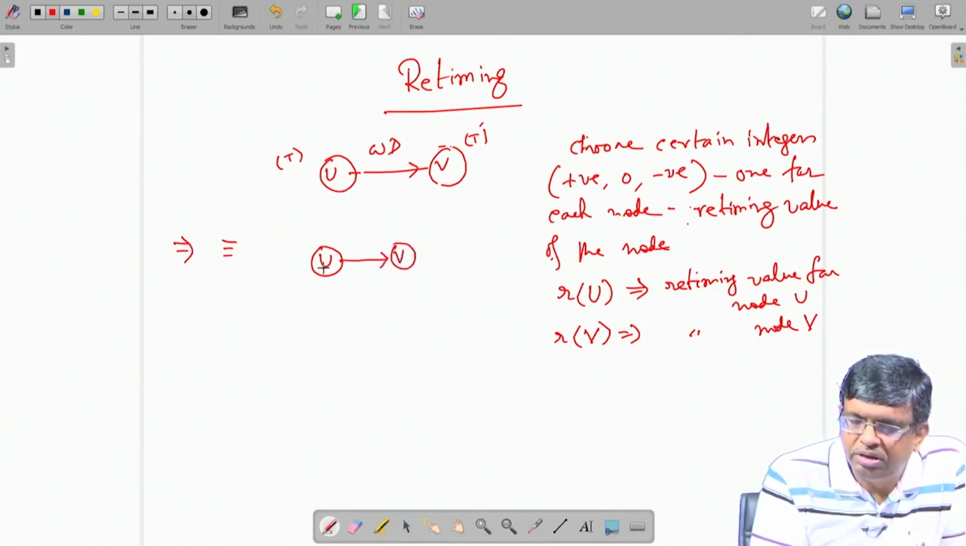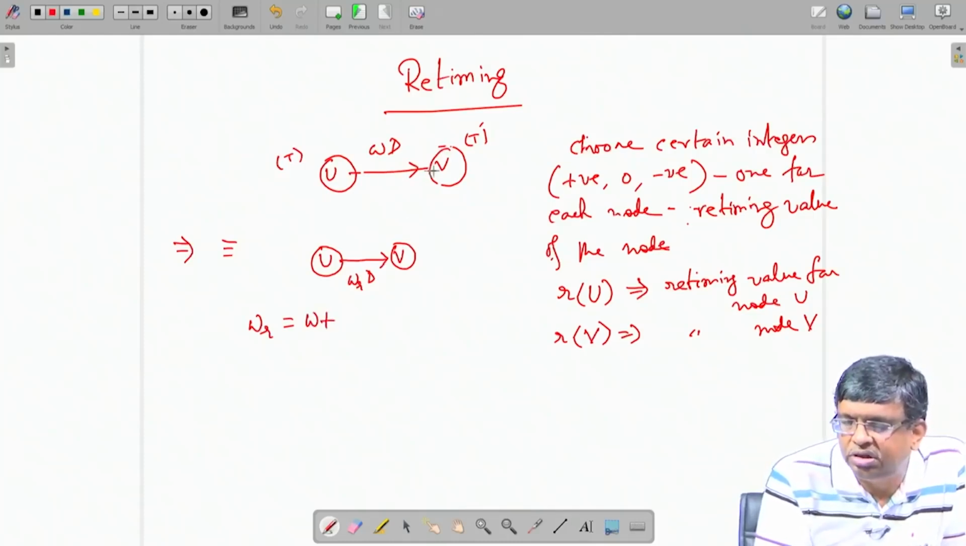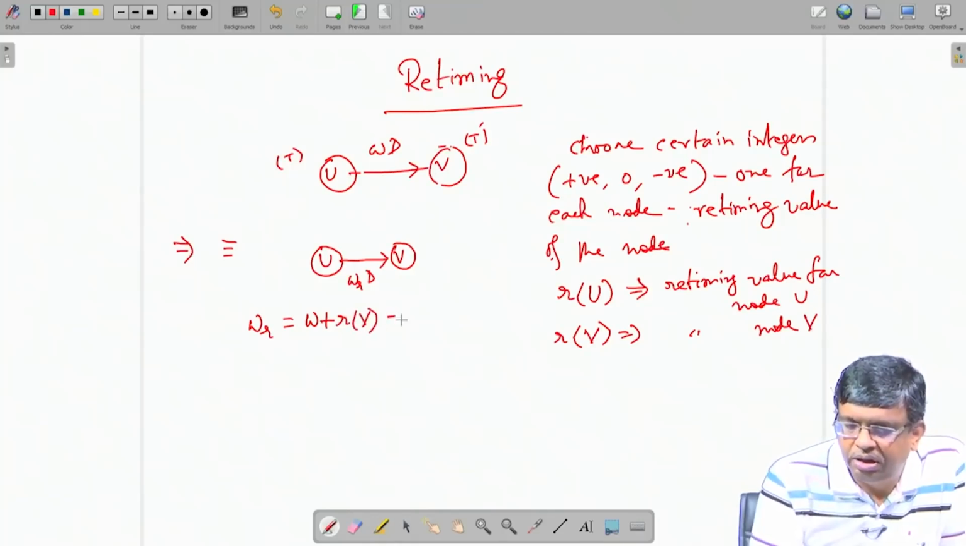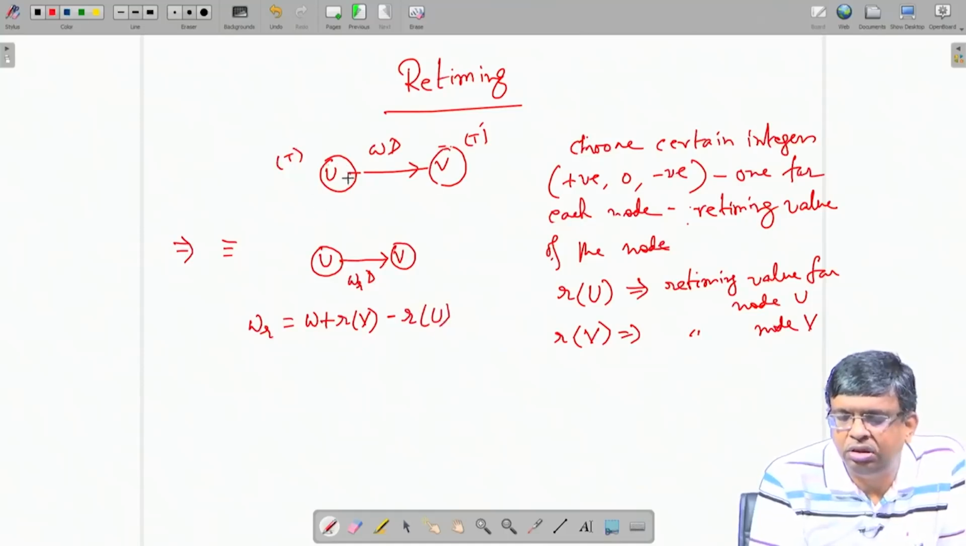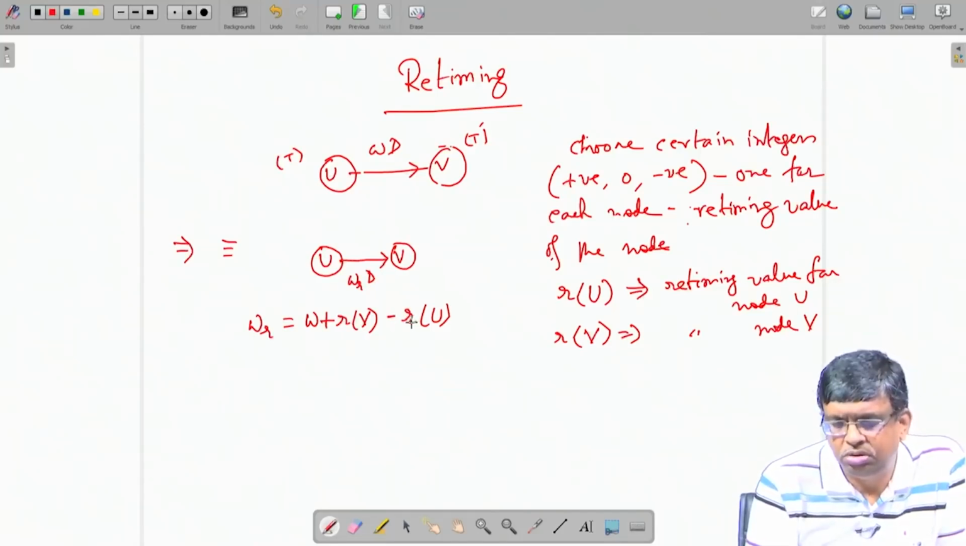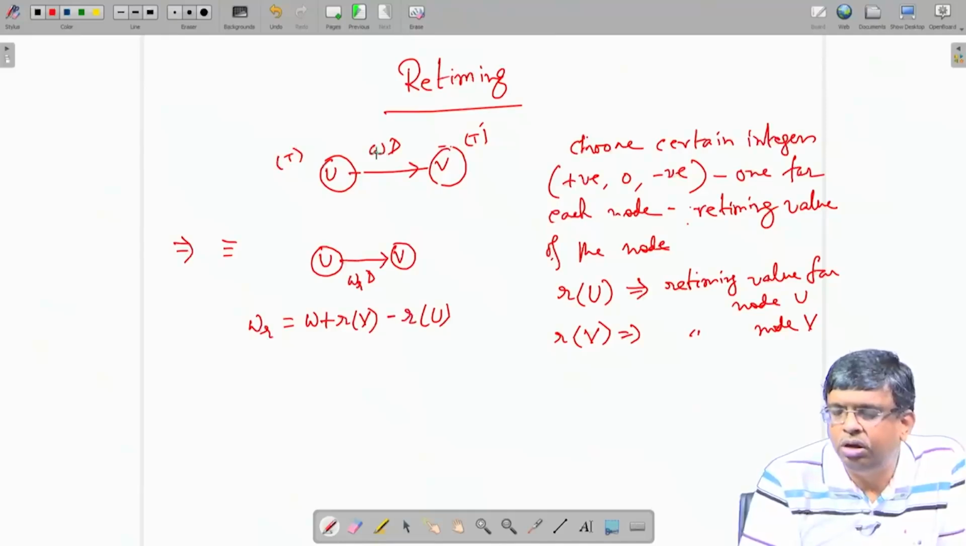Then retiming theorem says that this will be equivalent to same U, same V, same connection, but delay will be W R times, R for retiming, new value, where W R will be original W plus retiming value of the destination node where the arrow is hitting, that is R of V minus R of U, source node. Source in this sense, in a limited context, for the edge, this is the source, this is the destination. So, retiming value of destination minus retiming value of original source with that original delay, that will be WR.